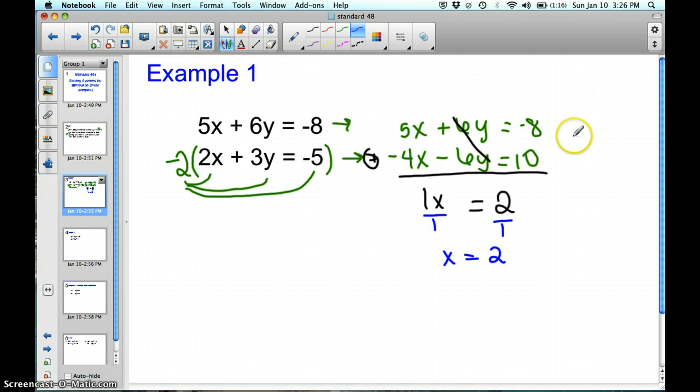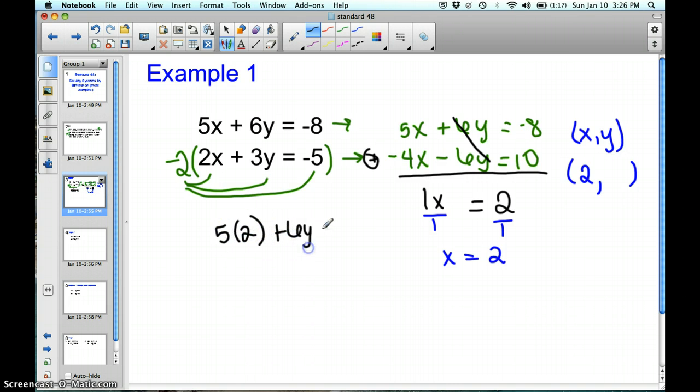So remember, we're talking about a solution to a system of equations. You're going to get a point x comma y. Okay, so we already have our x value of our point, but we still need to find what our y value is. And to do that, we're going to take our x value and plug it back into one of our equations. Either one will work just fine. I'm just going to plug it back into this first equation. So I'm going to do 5 times 2 plus 6y equals negative 8. Okay, this is going to give me 10 plus 6y equals negative 8.